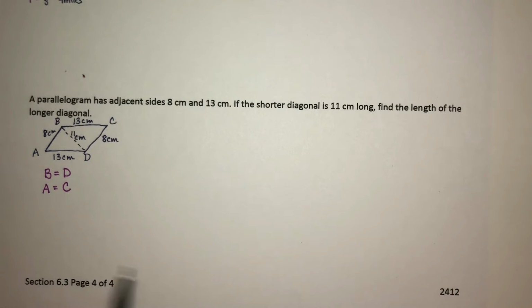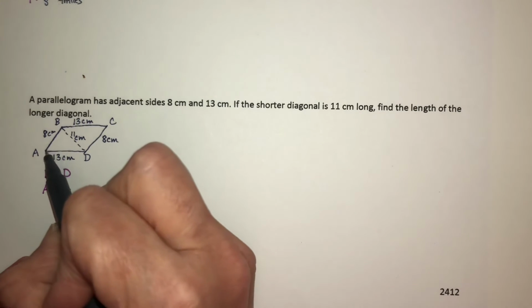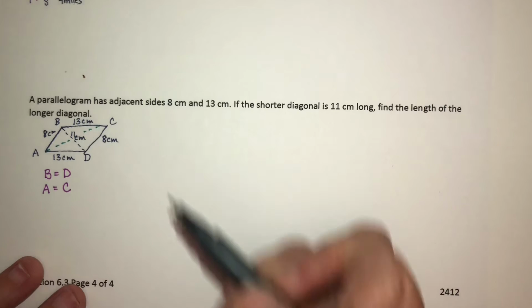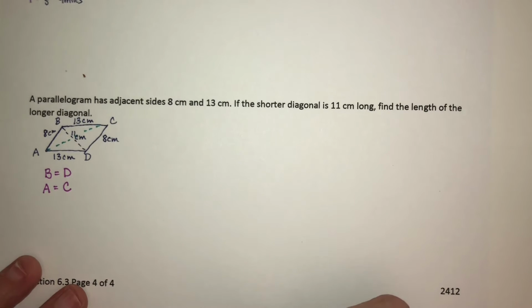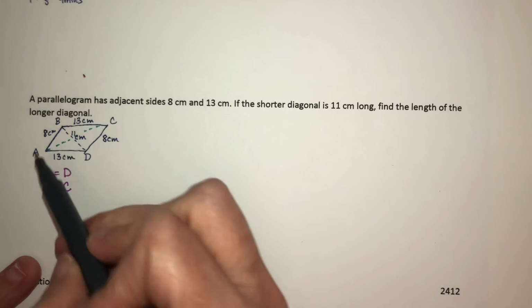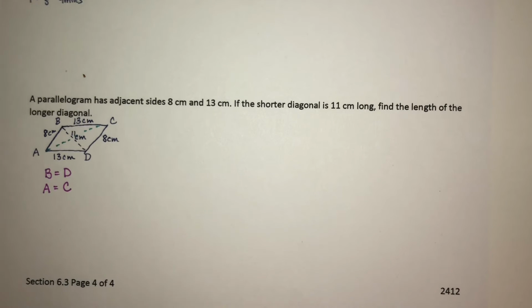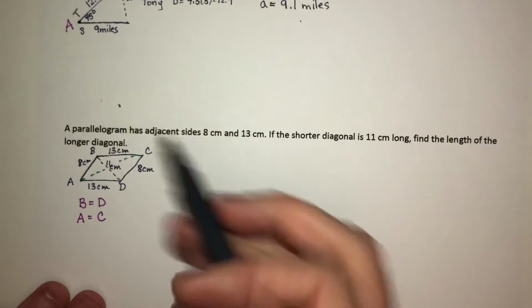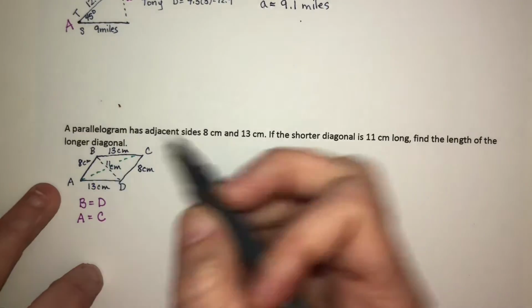Now what I'm looking for is the length of my longer diagonal, which will be like that. Okay? What I'm going to do is break this up into two triangles. My first one is going to be ABD.